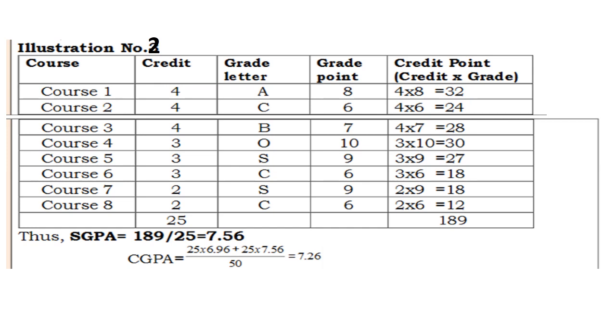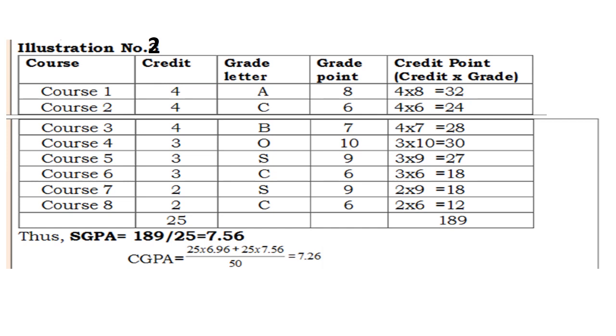Same method. You have to calculate the sum of the credit points into grade points. You will get 189. The total number of credits of all the subjects is 25. So 189 divided by 25 gives 7.56. So SGPA is 7.56. In the previous one, that is semester 1, you got 6.96 as the SGPA. For the second semester, or illustration number 2, you got the SGPA as 7.56.